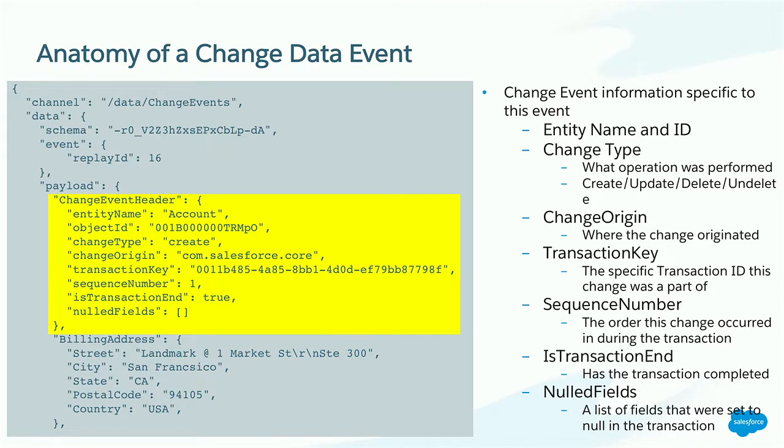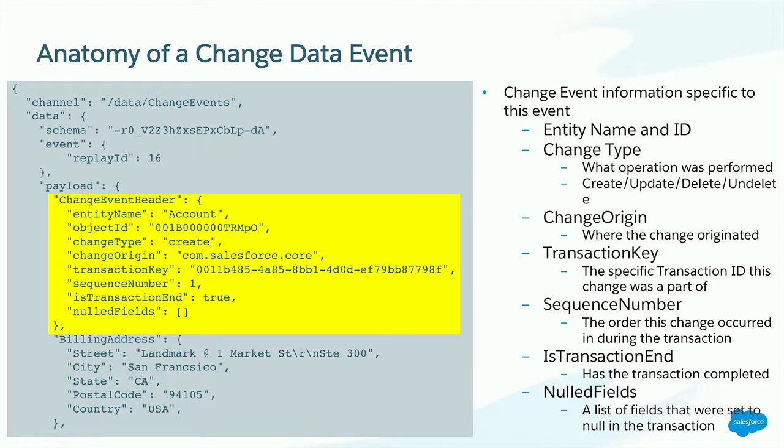We see that transaction key, so we know the transaction that this was bound in, and the sequence number. So if you had a series of Apex executions that did 10 things, you would have the same transaction ID possibly with 10 different sequences. So then on your side, you could actually replay those in order against your database. We see that the transaction is ended here. If it was set to false, that would mean there were other sequences in that transaction.